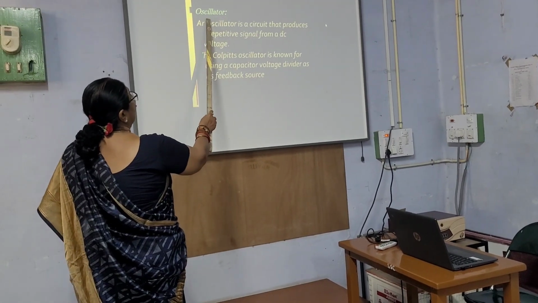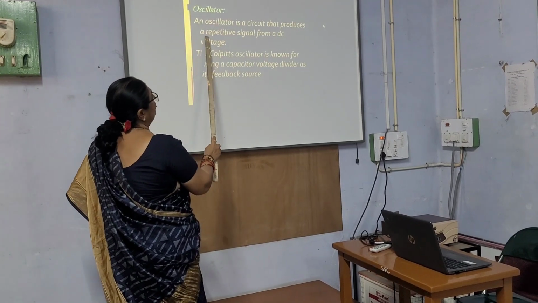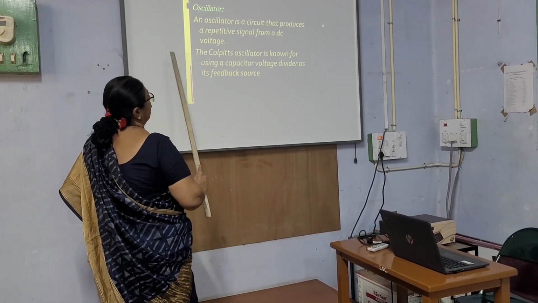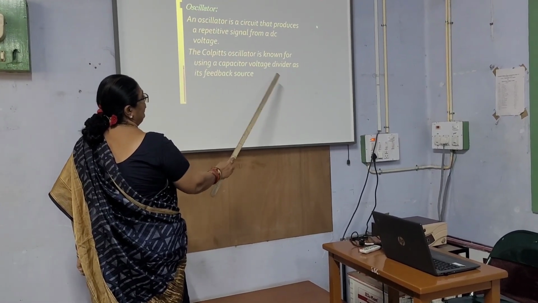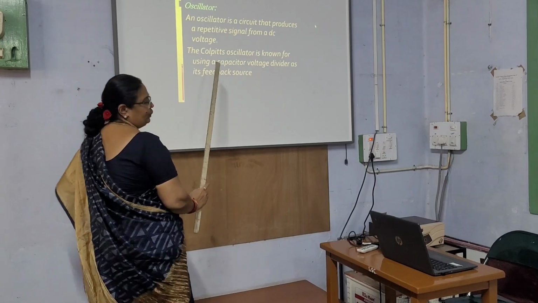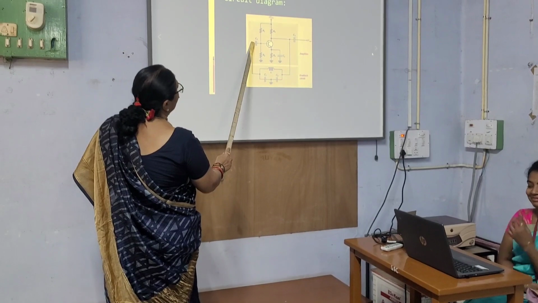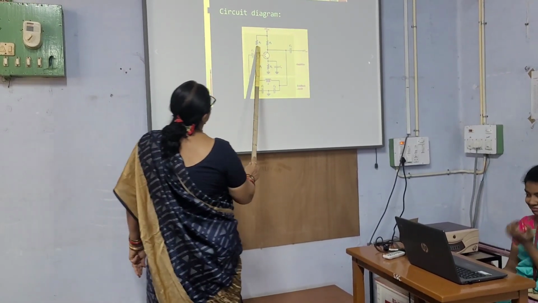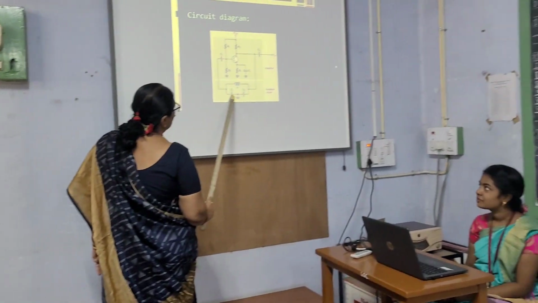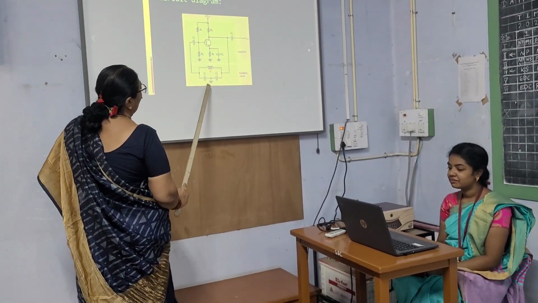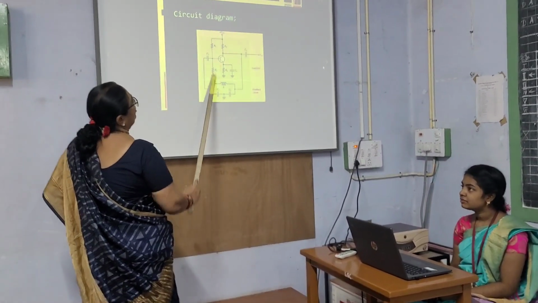Now I am going to deal with oscillators. An oscillator is a circuit that produces a repetitive signal from a DC voltage. The Colpitts oscillator is known for using a capacitor voltage divider as its feedback source. Now, Colpitts oscillator: R1, R3, VCC, R2, R4, C4, C1, C2 and an inductor or capacitor like this. This is the amplifier circuit with feedback connector.